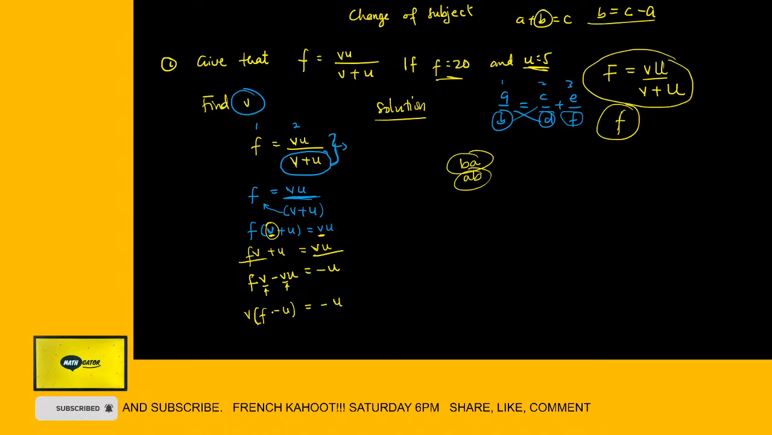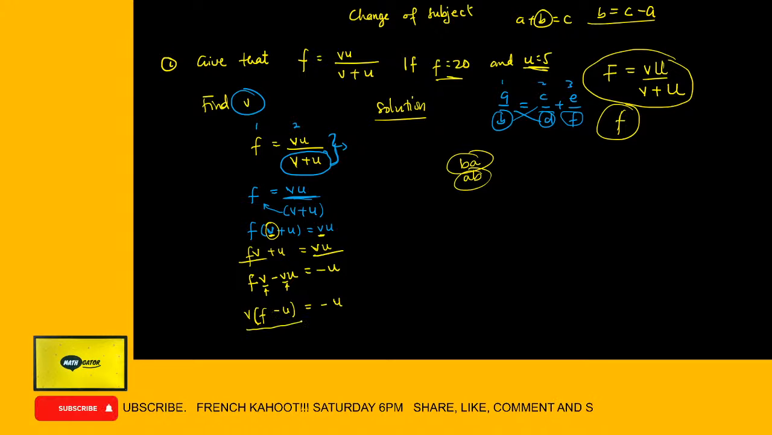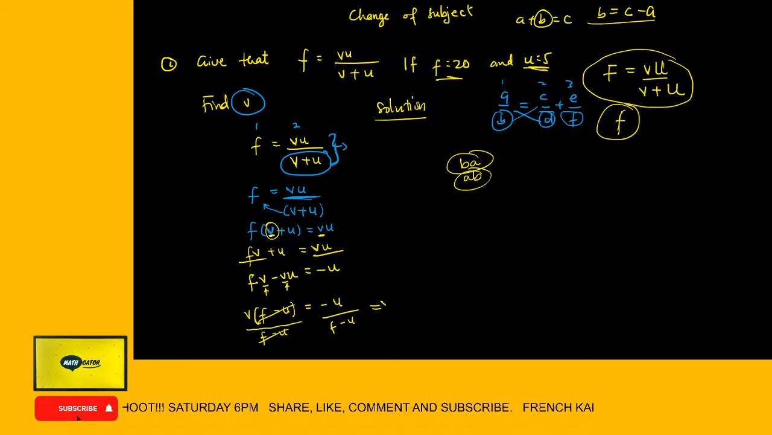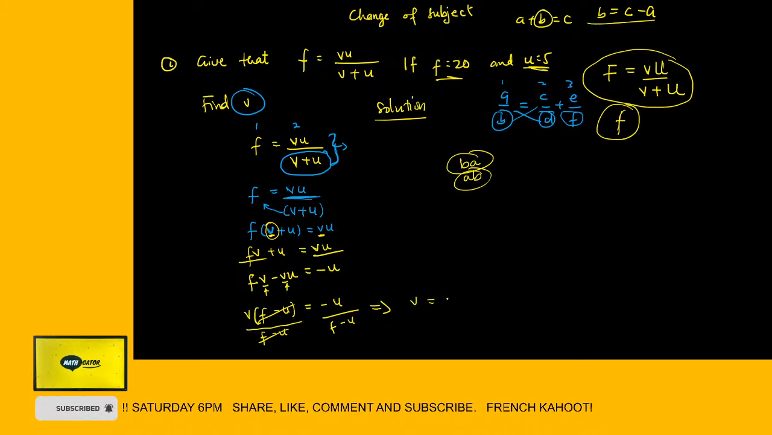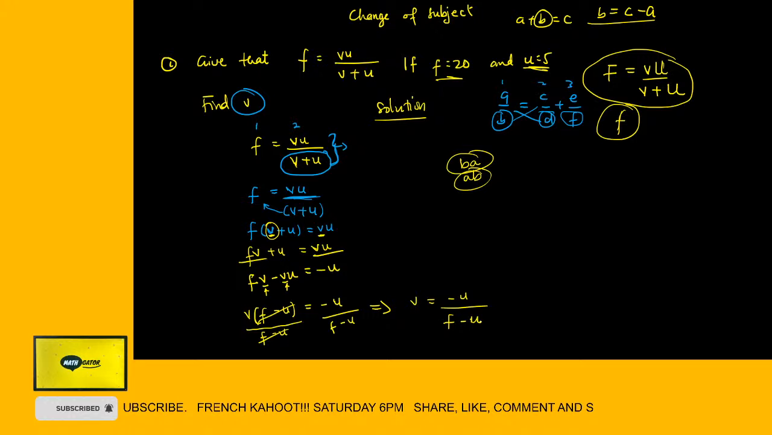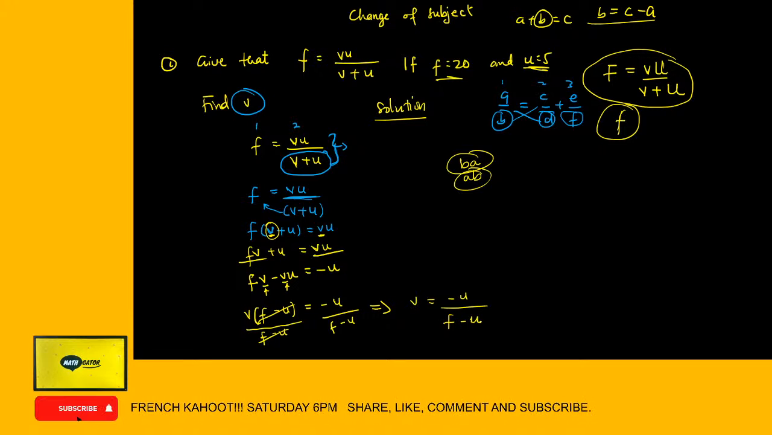We just have to basically divide both sides by f minus u. So f minus u here, f minus u, and then we'll cancel, and then we'll have v equals negative u over f minus u. Okay, so that is it. We are not done. This is how to make v the subject of that. And then now they are saying that we should find the value, or find v.